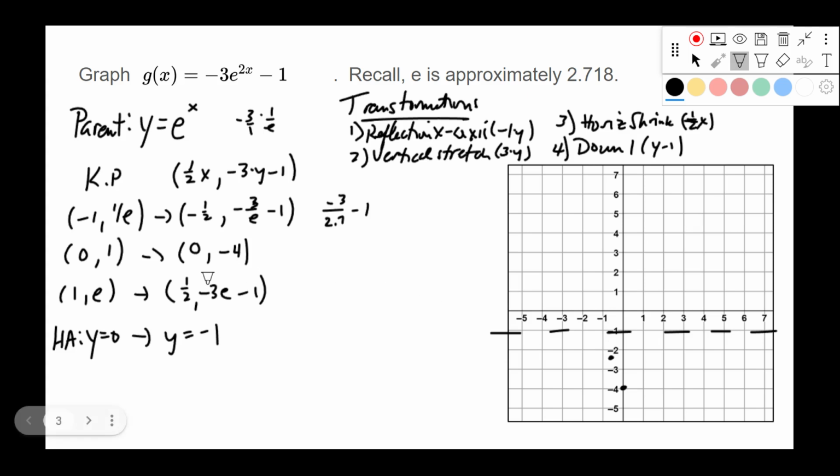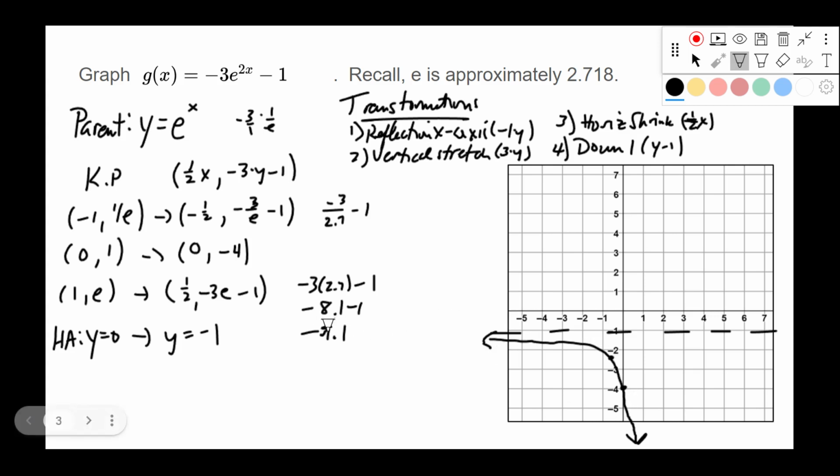Okay. And then finally we have negative 3e minus 1. So that's negative 3 times 2.7 minus 1. So that's like negative 8.1. It's negative 9. It's not even on this graph down here. So we'll put it down here. And what we have is quickly, this thing heads down to negative infinity. And there's our graph. Okay.